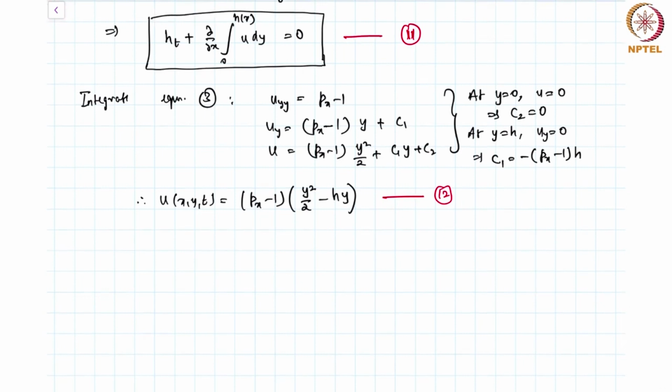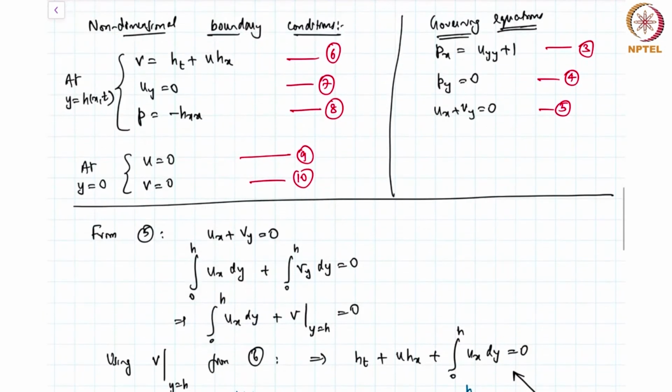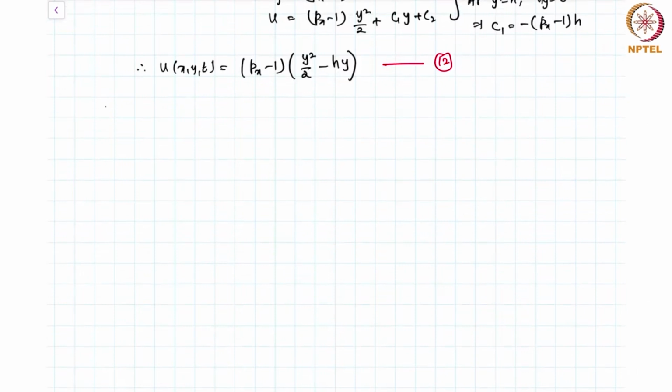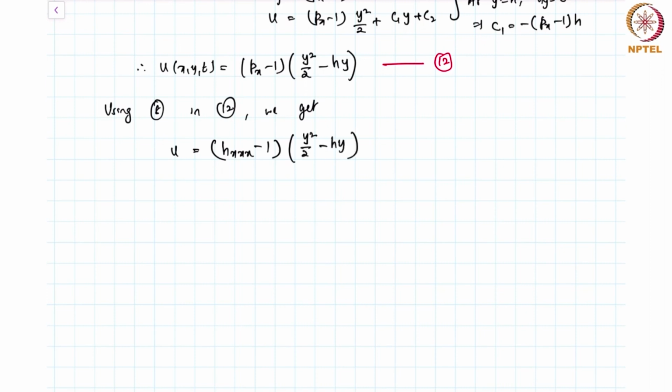We also have one more thing. We can basically substitute the expression for p in terms of the height from equation number 8. So using 8 in 12, we get u will be (h_xxx minus 1) times (y square by 2 minus hy). This is an important result.